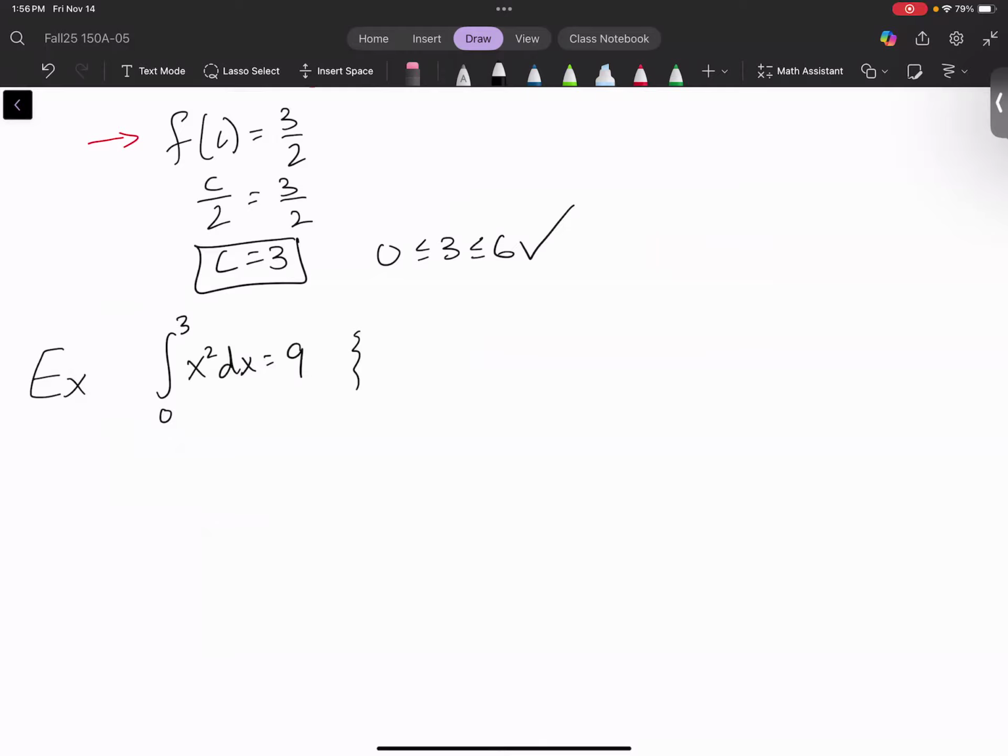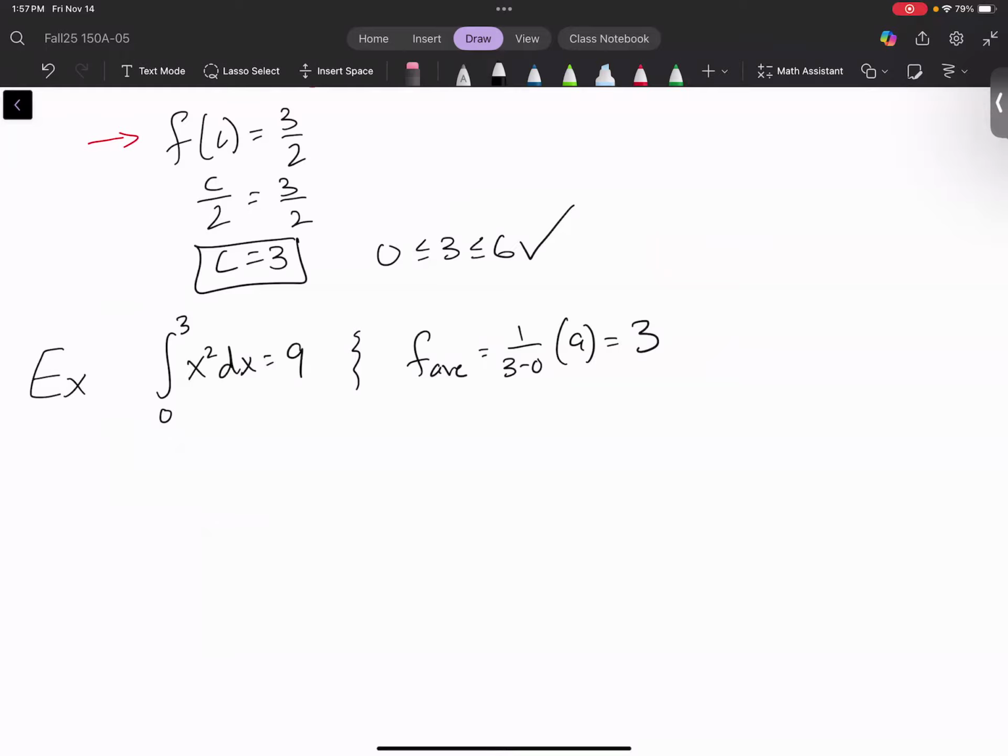We're going to do the same thing here. So I know the integral is 9. Now we're going to do all the same stuff: find the average value and then find the c, right? So average value is easy because the integral is already done. The average value is going to be 1 over 3 minus 0 times 9. So that's 3. So the average y value of x squared on the interval 0 to 3 is 3.